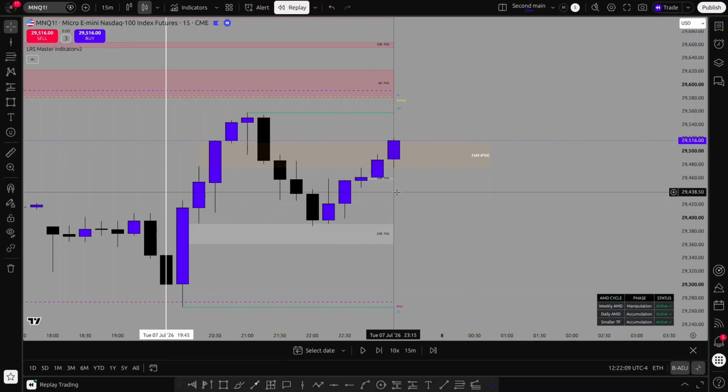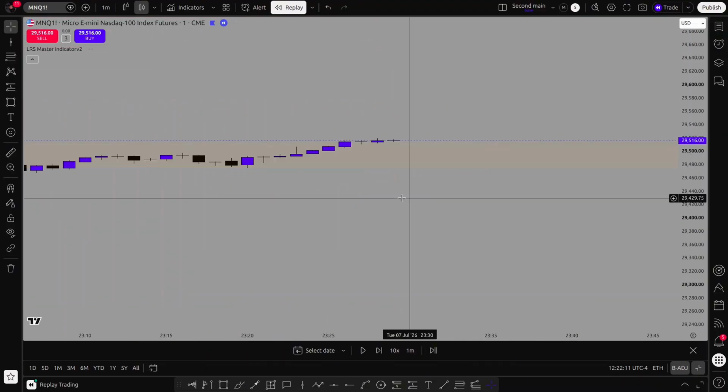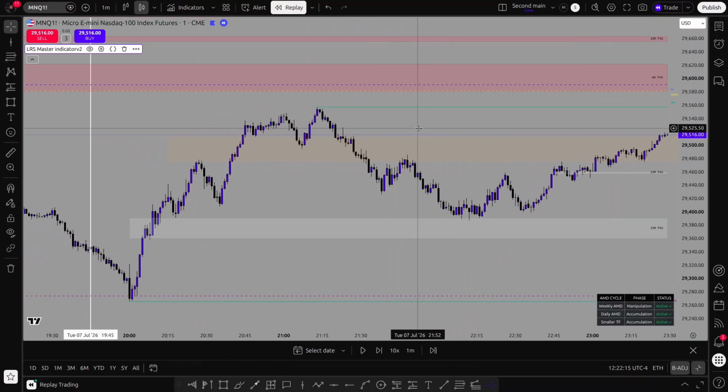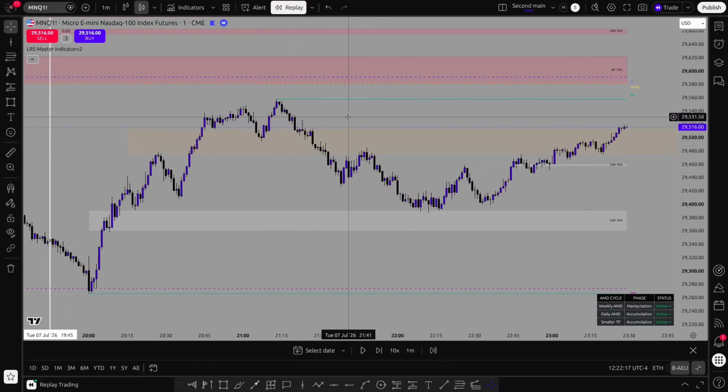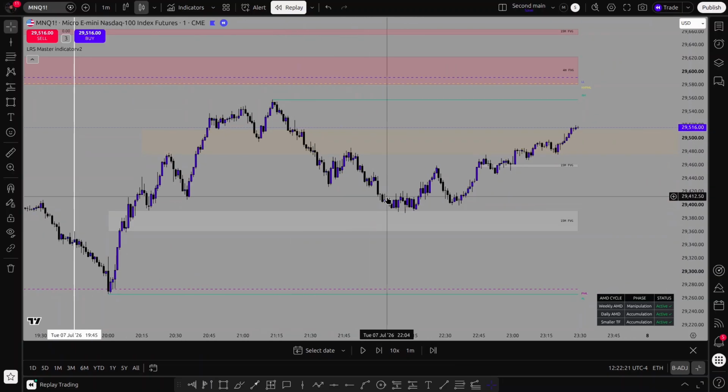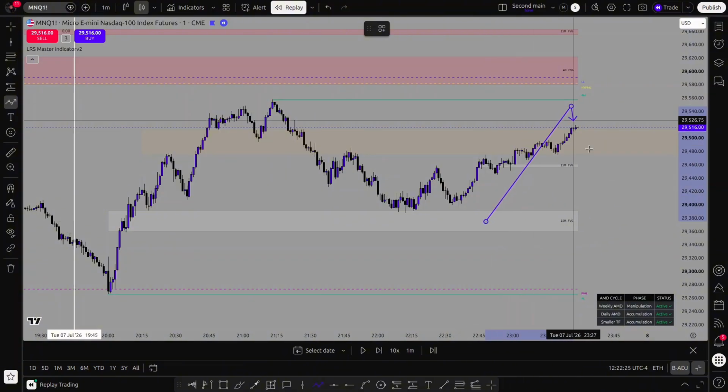At this time, I want to drop to the 1 minute, excuse me, and I want to measure this wave. Is this wave completed in terms of our going lower, or are we just temporarily retracing up like this to then continue going lower?